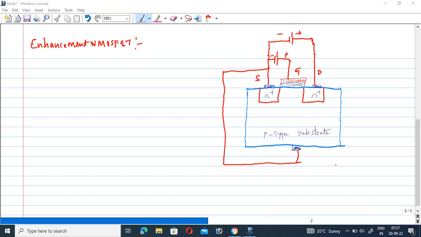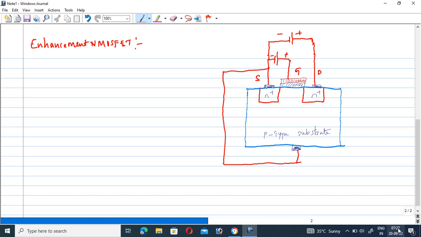In the case of the enhancement NMOSFET, if you want to fabricate it, first of all you take a P-type substrate. That P-type substrate is a lightly doped material, as we discussed previously, and these N plus regions are very highly doped regions. The highly doped regions also act as the source and drain terminals in the NMOSFET enhancement. Observe this one: we don't have any channel between these two, so no electrons are flowing between them.